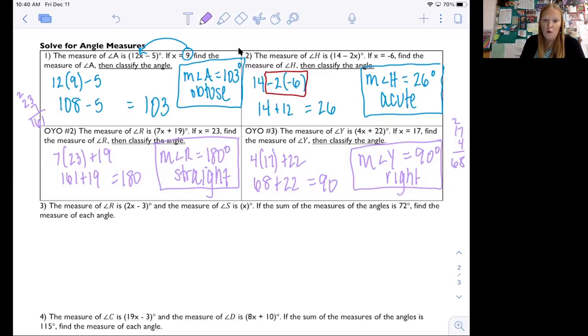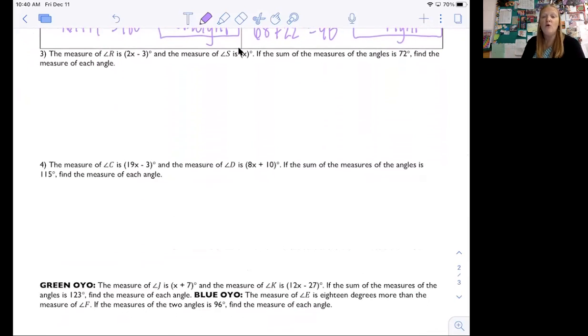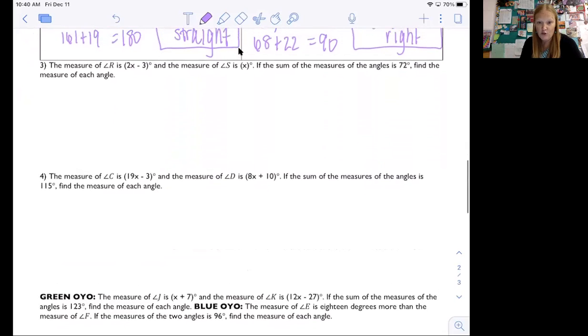Okay, cool. So moving on to a little bit more complex. This is as hard as they're going to get for today. So the measure of angle R is 2x minus 3 degrees, and the measure of angle S is x degrees.